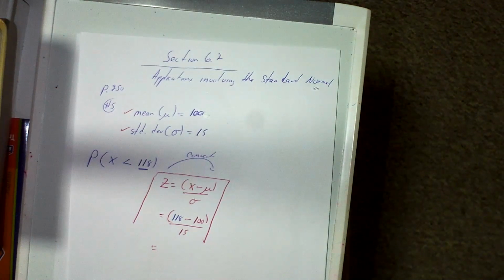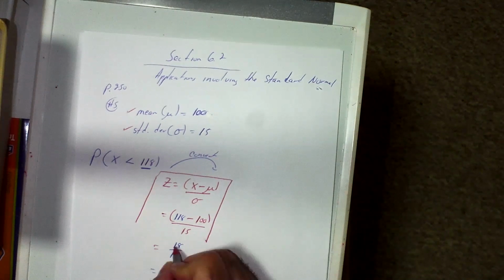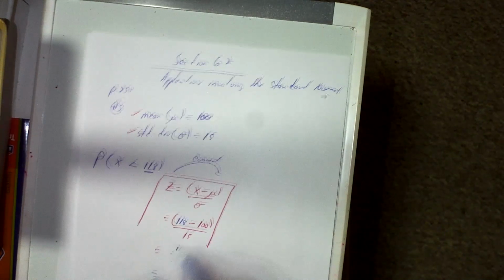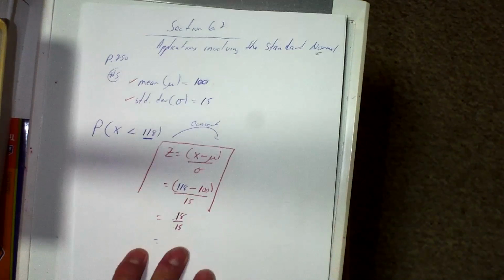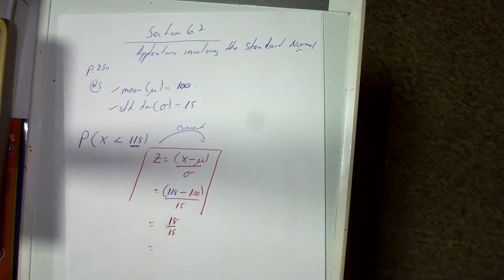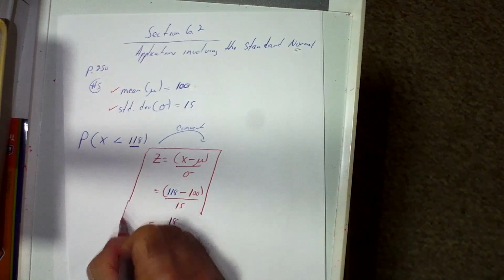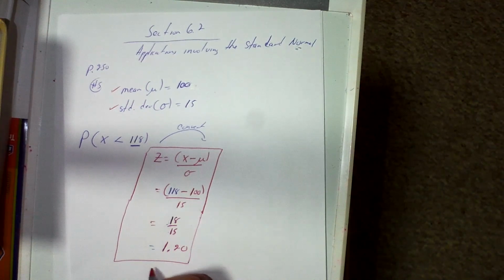So this would be 18 divided by 15. You're going to go to your calculator and get the decimal representation of that number. 18 divided by 15 is 1.2. I need to make sure that I have 2 decimal places, so I'm going to go ahead and put a 0. You don't have to, but there should be 2 numbers behind the decimal.